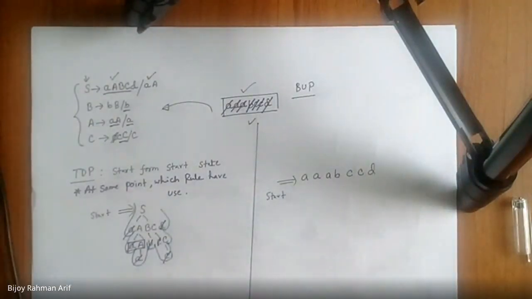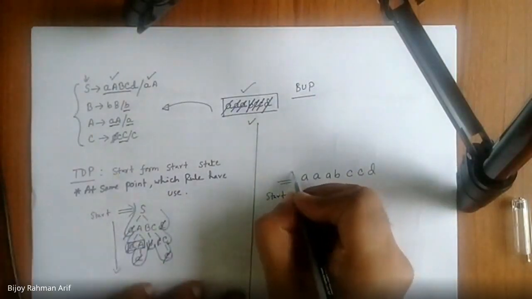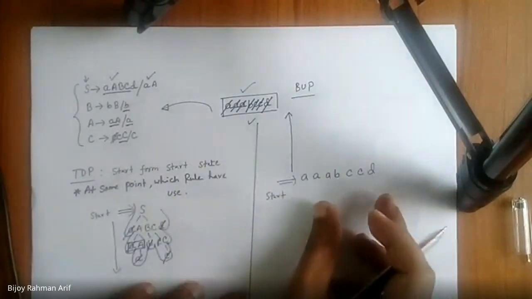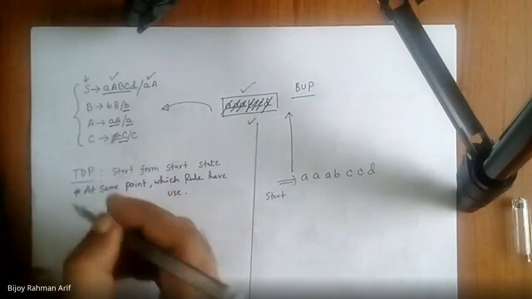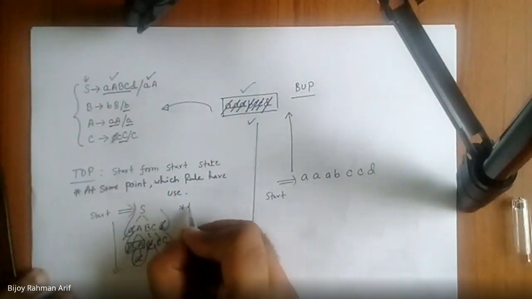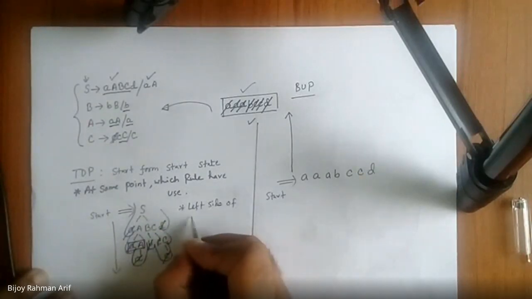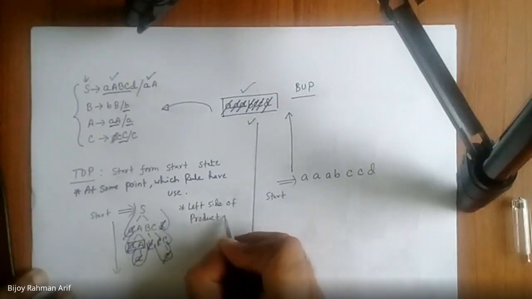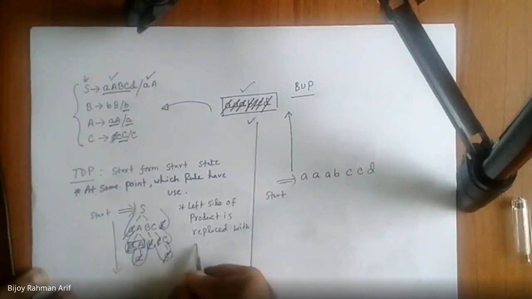Then we are trying to reach the start symbol. So here the movement is start to string. Here the movement is string to start symbol. If somehow I can reach from the string to the start symbol by using reduce, then actually I am done. Am I right or not? Yes, sir. So here what is happening? The left side of the grammar production is replaced with the right-hand side.